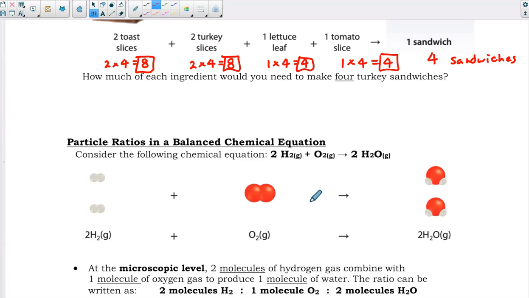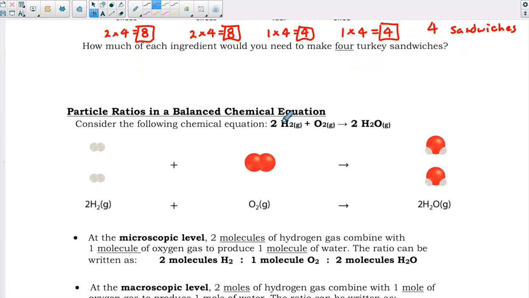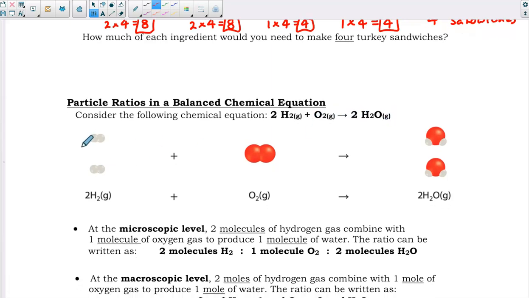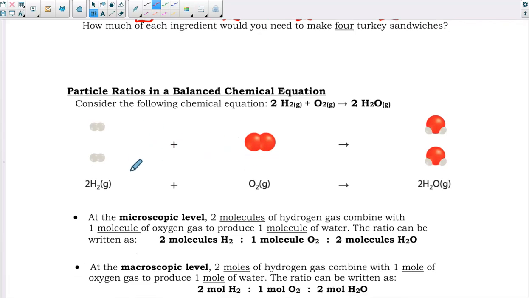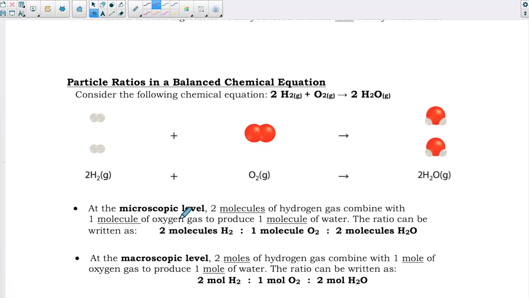Our focus today is going to be looking at these ratios of reactants and products. Consider the following chemical equation: 2H2 gas plus O2 yields 2H2O gas. Here we have a visual representation. At the microscopic level, we have 2 molecules of hydrogen gas that combine with 1 molecule of oxygen gas to produce 2 molecules of water.